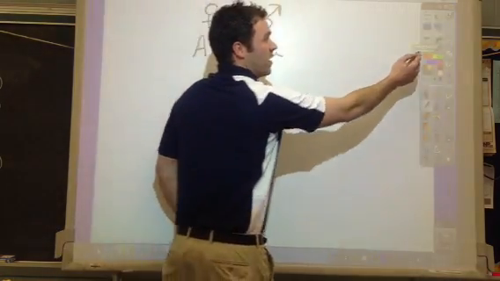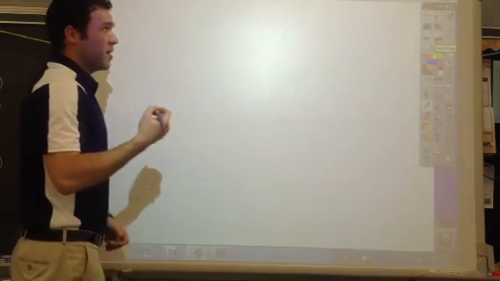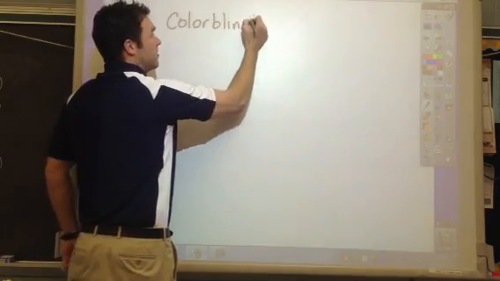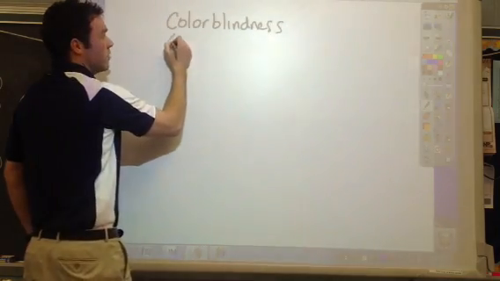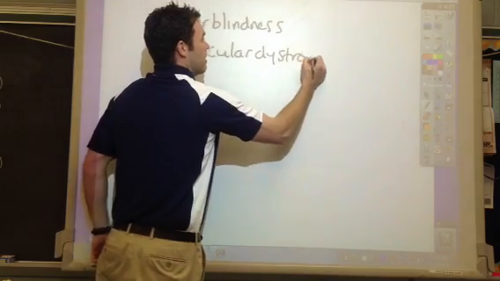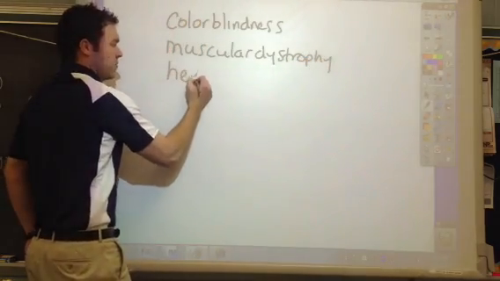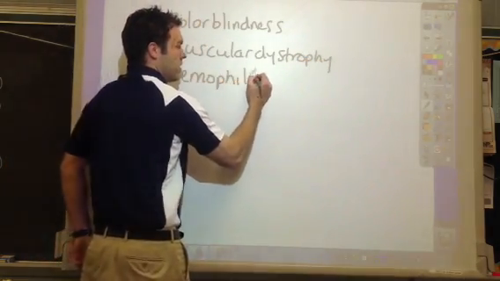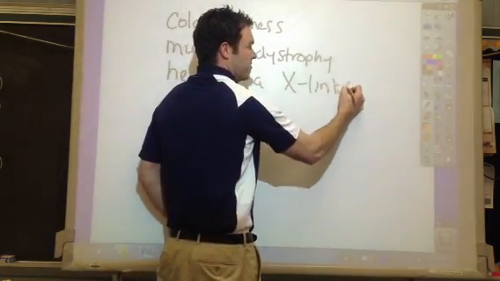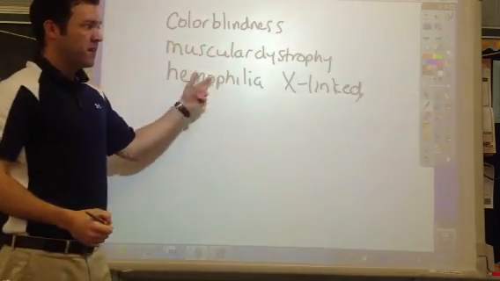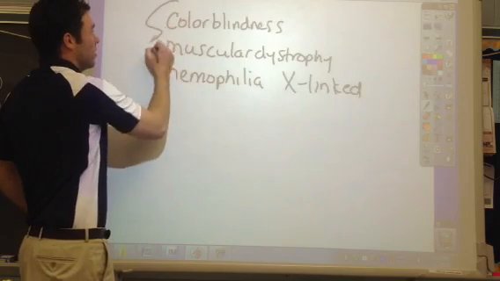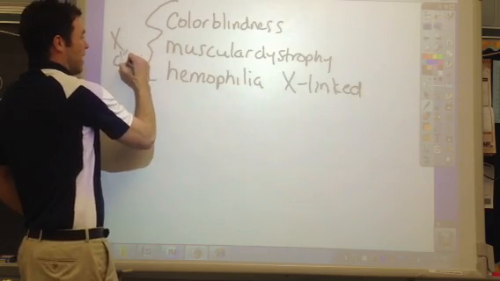There are 3 types of disorders that you need to memorize that are sex-linked. The first one is colorblindness. The second one is muscular dystrophy. And the third one is hemophilia. All 3 of these are X-linked. That's another way to say it. It means the gene for hemophilia is found on the X chromosome, not on the Y chromosome. So all 3 of these are found on the X chromosome.